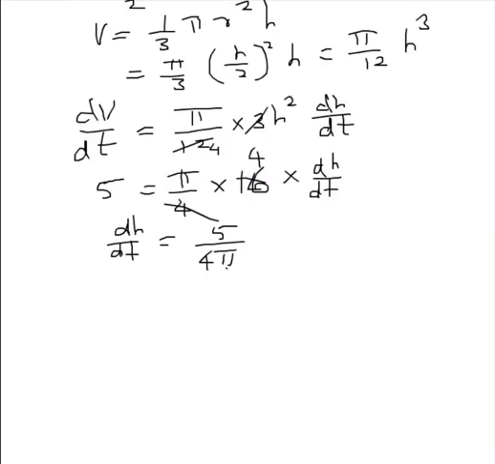And the unit is meters per hour. This is the answer. They have substituted the value of pi as 22/7. Okay, now example 44.